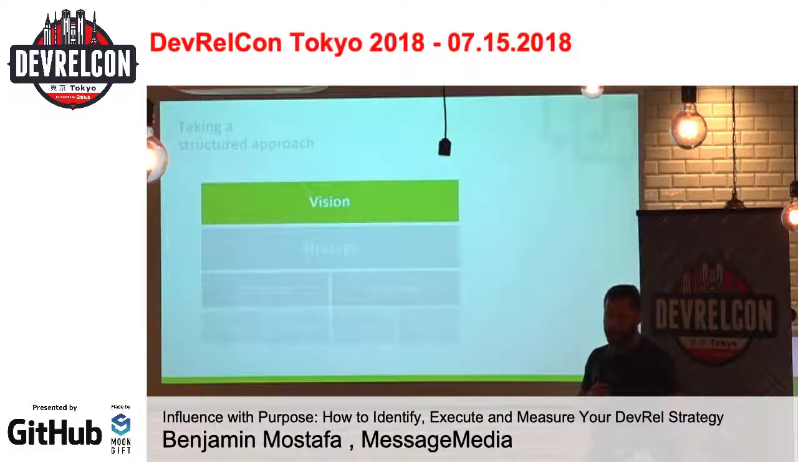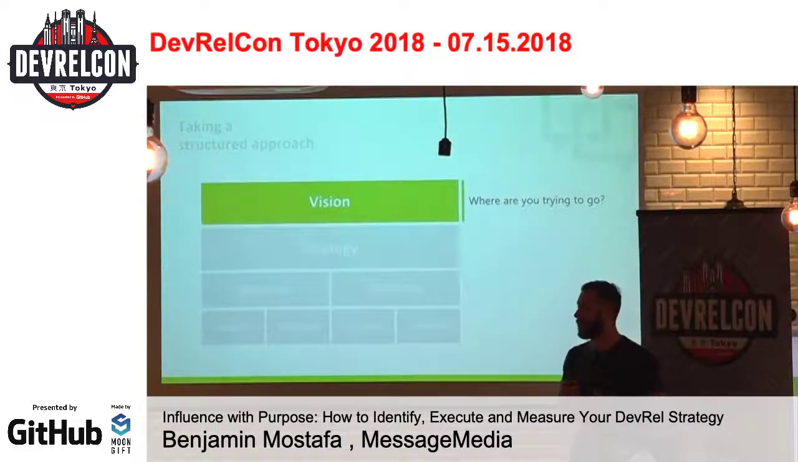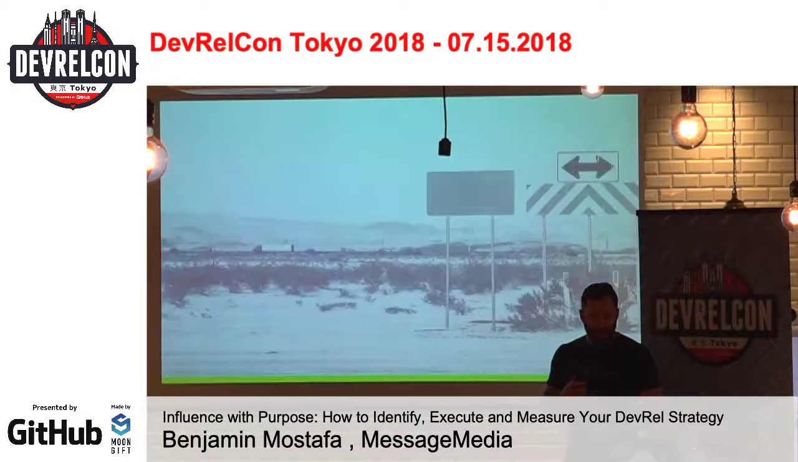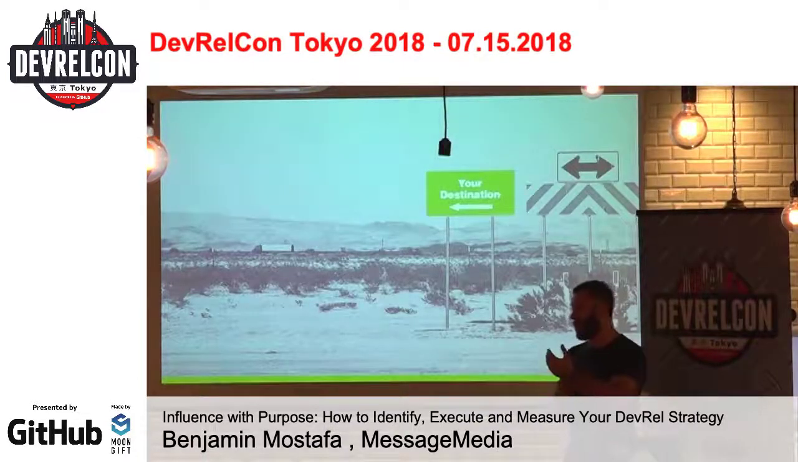So the first part of that is the vision, and the vision is essentially, where are you trying to go? What's the reason for actually undertaking a developer relations program within your business? An analogy I like to use for this one is that if you look at that structure that I had up before, the vision is your destination. It's where you're trying to go with this.